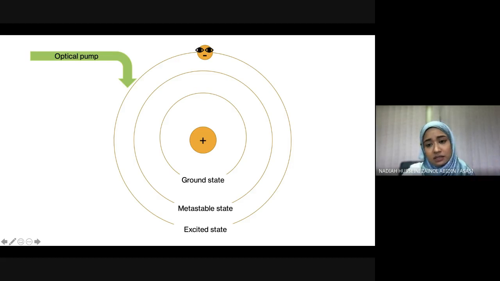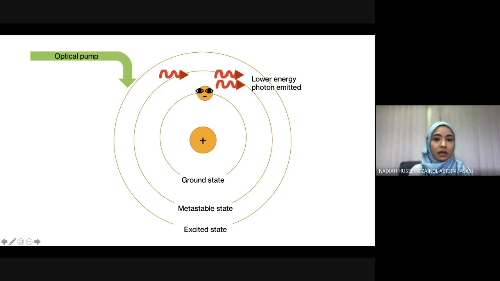Of course, it can't stay there very long because the lifetime is short. It has to go down to the metastable state so that it can stay there longer. When it is there, just hanging out, comes a random light. Well, not exactly random, but it's from a spontaneous emission. This spontaneous emission triggers the electrons to go back to the ground state, and in the process, it will release a similar light that has the same frequency as the light that triggered it before.